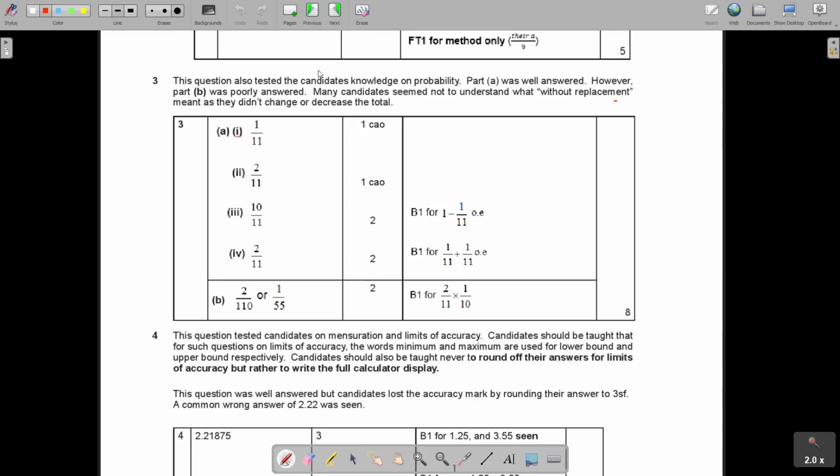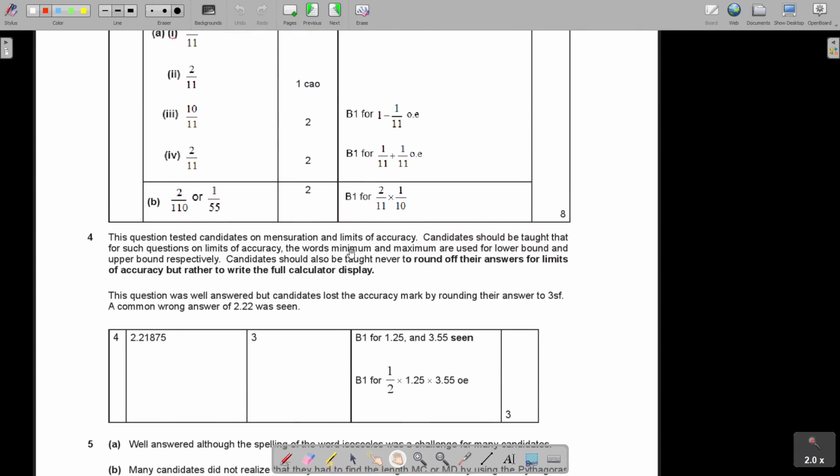Okay, let's just go there. Let's see. Yes, here it is. So what are they saying to me? The question tested candidates in mensuration and limits of accuracy. Candidates should be taught that for such questions on limits of accuracy, the words minimum and maximum are used for lower bounds and upper bounds respectively. That means if they say minimum, they want the lower. If they say maximum, they want the biggest, the upper.